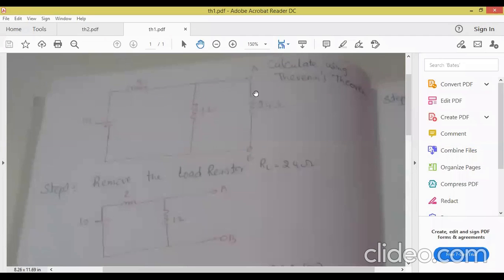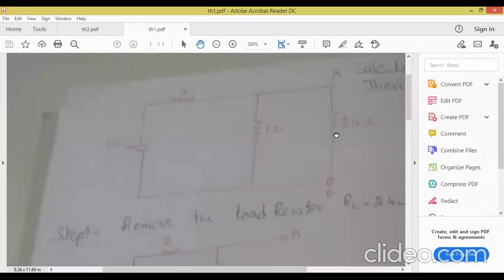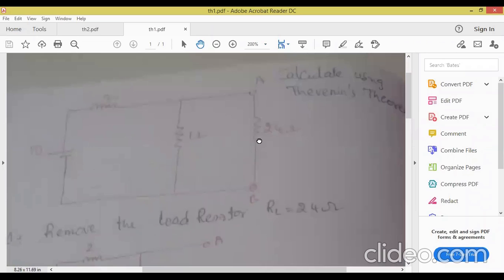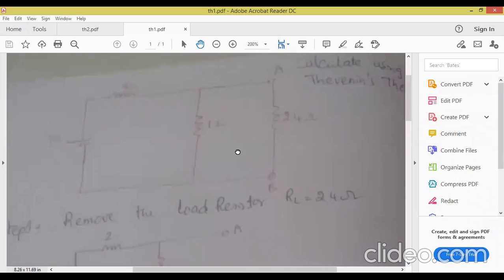Sir, it is not clear. I'll modify that one with good clarity. But at least the circuit is visible. Yeah, the circuit is visible, sir. Yeah, we'll do that one. Okay, right, all of you, I will give the explanation. We'll see that one.